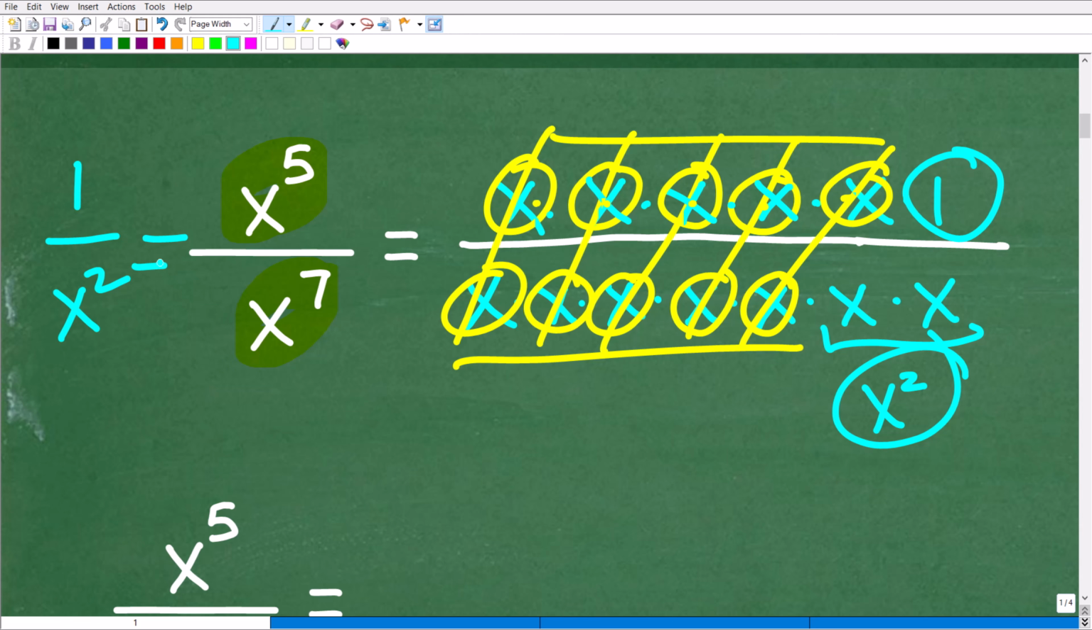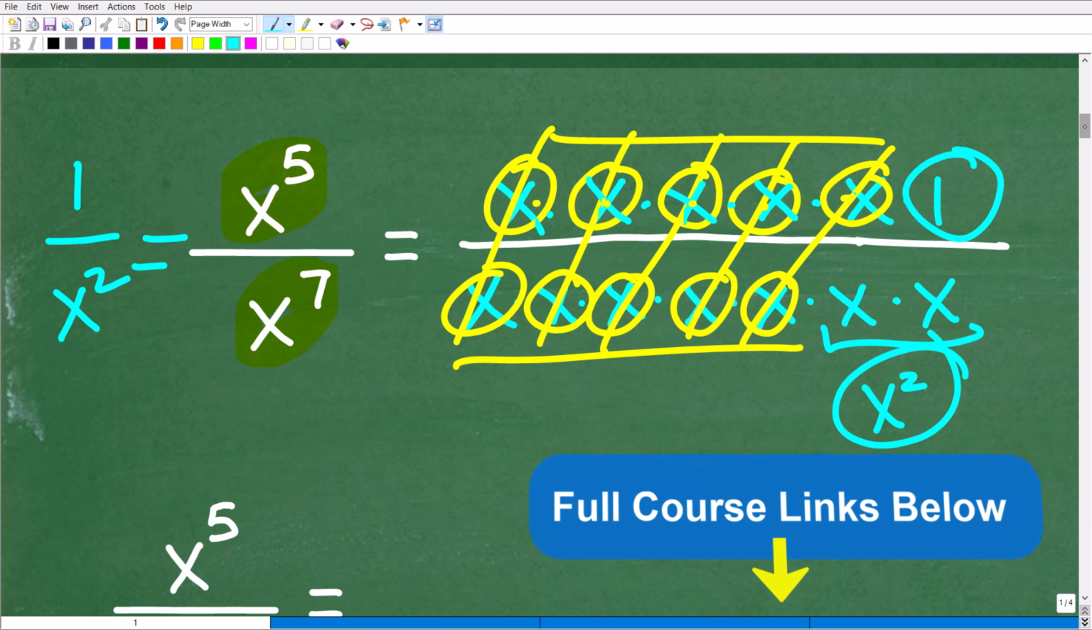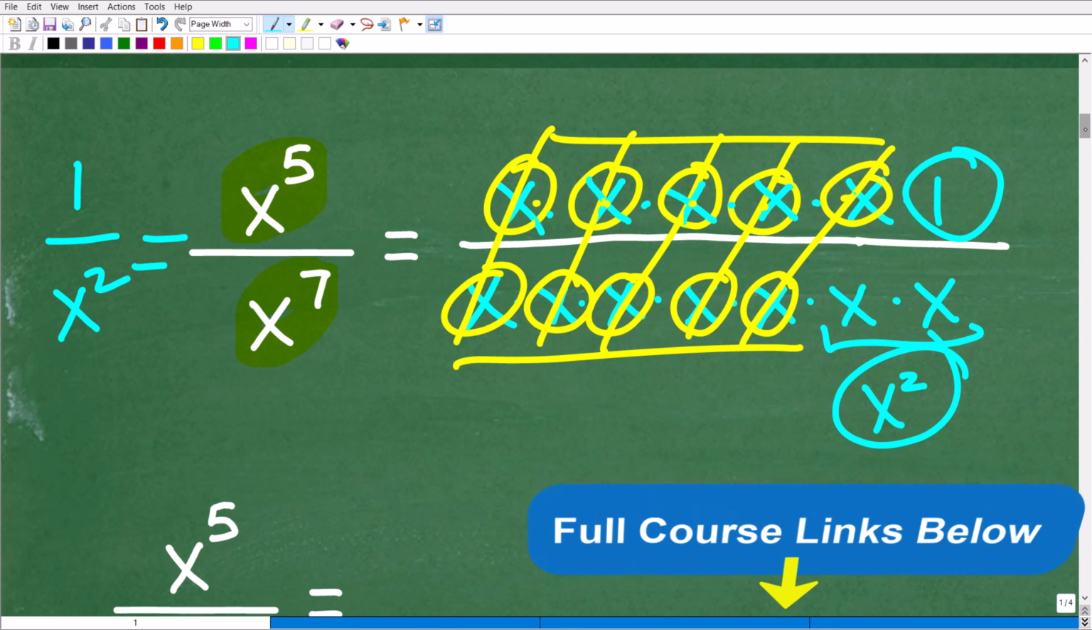Hopefully this is pretty easy for you to grasp. Now, if you are struggling with this, you probably need to do some review on fractions and, obviously, powers and exponents. So I'm going to suggest checking out one or two of my math courses, depending on what level you're at. Pre-algebra, if you need some fraction review. I also teach powers and exponents in that course, and also in Algebra 1. This is the level of math we're talking about. So 1 over x squared is the answer.